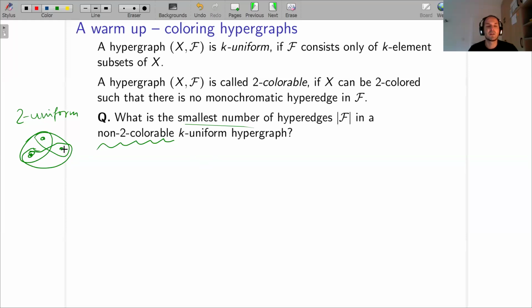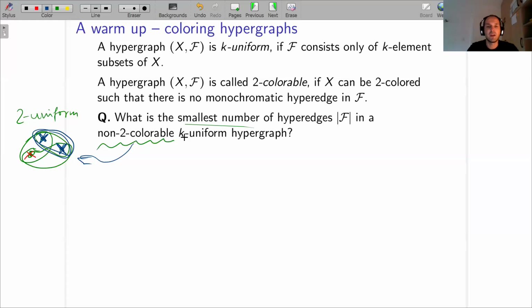So no matter how you color with red and blue, say if you color this one red, then to avoid this being completely monochromatic, you should color this one blue. To avoid this being monochromatic, you should color blue, but then you have a blue hyperedge. So this is a non-two colorable two uniform hypergraph. And the smallest number of hyperedges in such a graph is 3. With two it is not enough. That is easy to see. So this would be 3 for K equals 2.